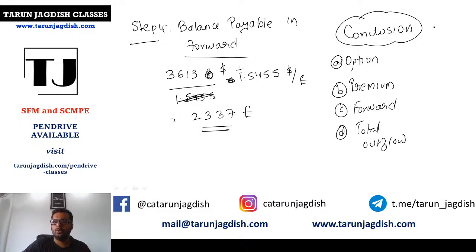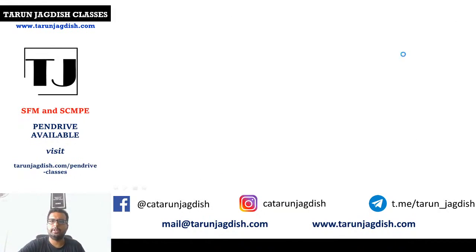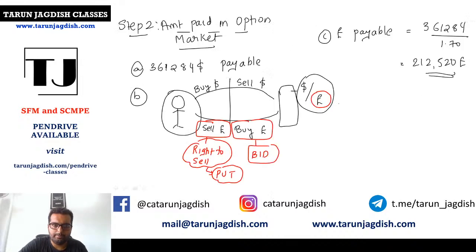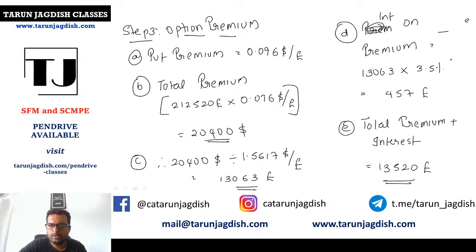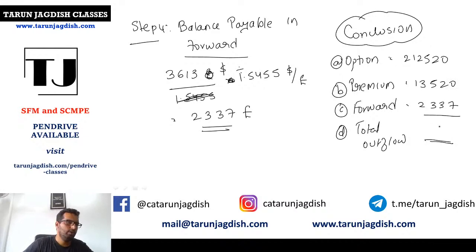Am I right? So for options, it turns out to be how much? 212,520. For premium, it was 13,520. And forward is 2337. So the sum total will be 228,377. We are done with this enormous question, friends. Please write down and finish it off.